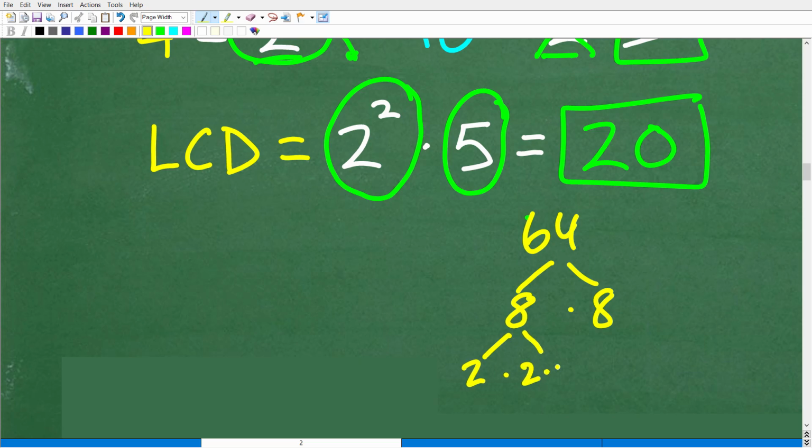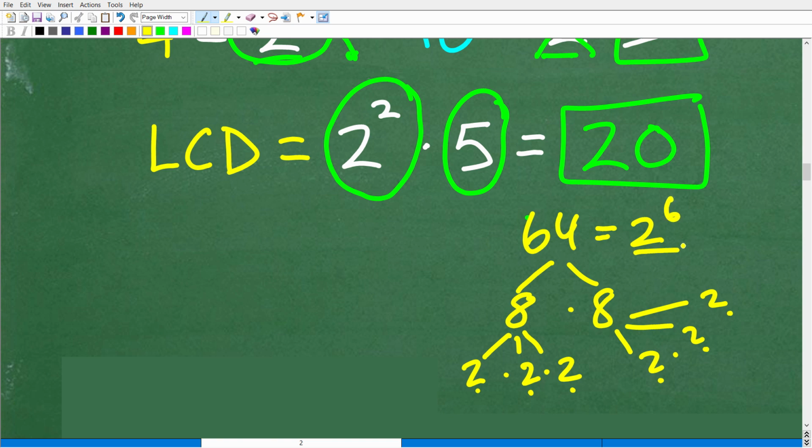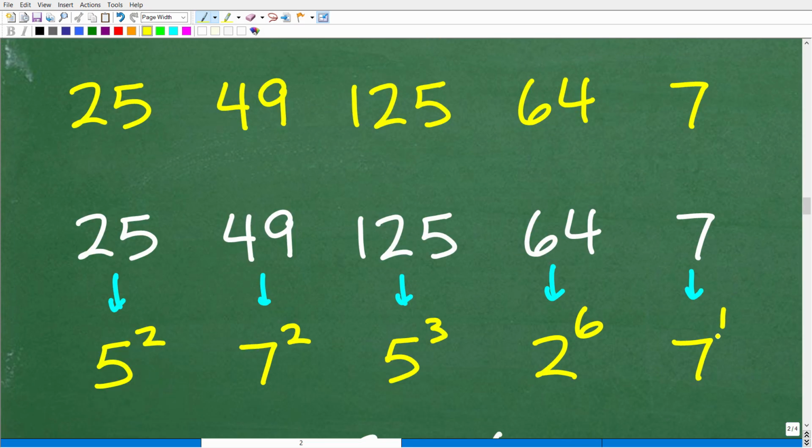So that's 2 times 2 times 2. That's 8. And then we've got 2 times 2 times 2 over here. So 64 is going to be 2 to the, now 2 is prime, right? 1, 2, 3, 4, 5, 6, 2 to the 6. So if you take 2 and multiply by itself 6 times, you'll get back to 64. So remember, you always have to prime factor. Okay, so 64 is 2 to the 6, and then 7 is 7 to the first.